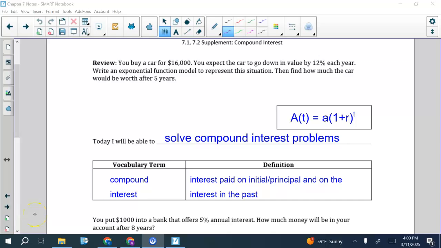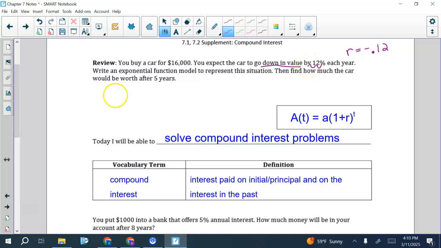7-1/7-2 supplement, compound interest. All right, the first problem we have is a review problem. It's an equation we've used before. However, we are buying a car and the value after we buy the car is going to go down. So what we're going to need to do is let our rate be negative 12%. So how are we going to fill that in? Negative 0.12. Remember, for that decimal, we need to move it 2 spots to the left.